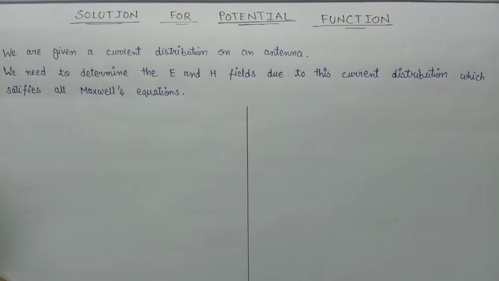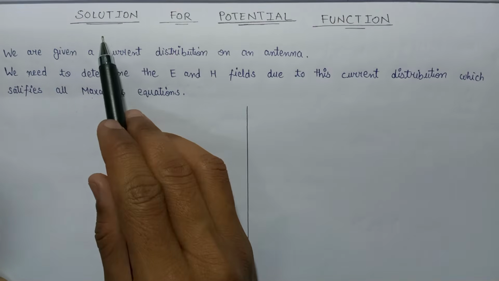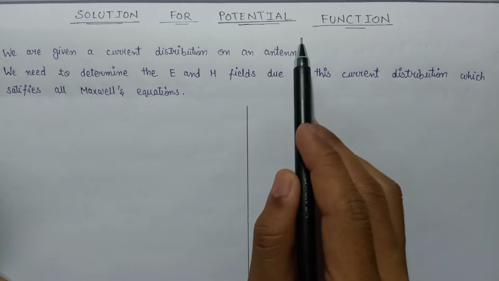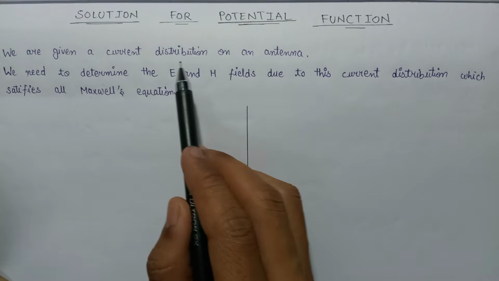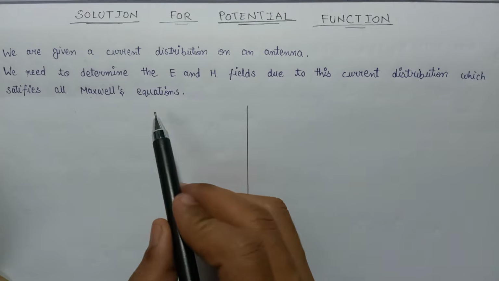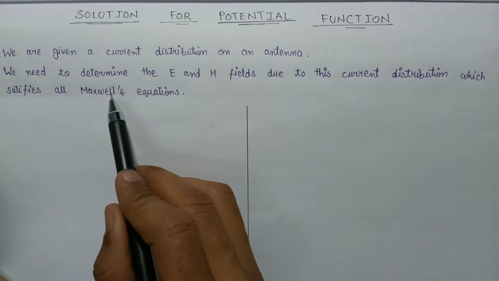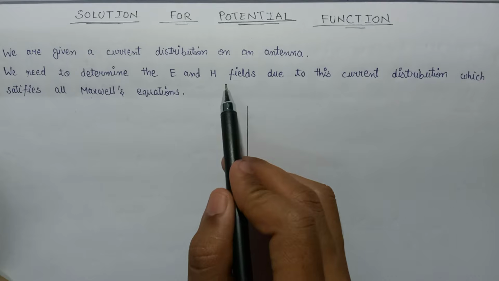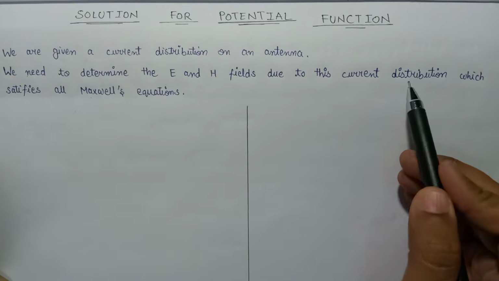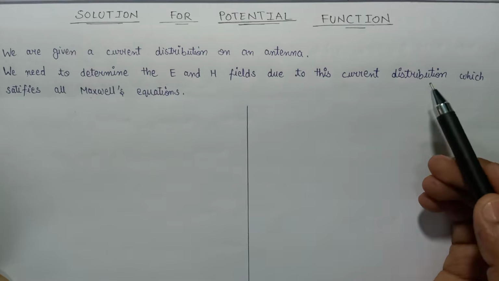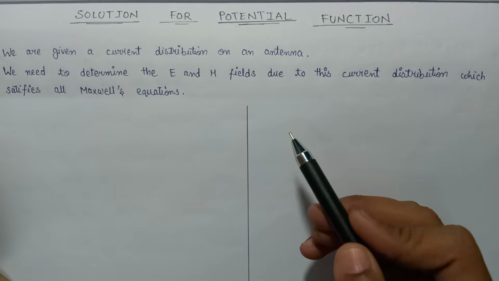Hi everyone, in this lecture we are going to study the solution for potential function. In this lecture we are given a current distribution over an antenna, and we need to determine the electric and magnetic field equations due to this current distribution present over the antenna. But here is one important condition.